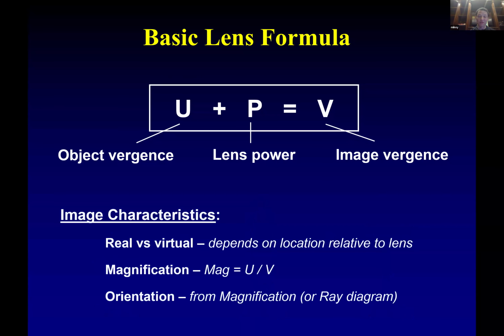There's also a bunch of other stuff we can ask you about. So I can ask you if the object or image is real or virtual. I can ask you about the magnification, which is big U over big V, object vergence over image vergence, or I can ask you about the orientation. Is the image upright or inverted relative to the object? So just so many things I can ask you about. It applies to so many things, which is why I think this is the number one examinable equation in all of at least geometric optics.